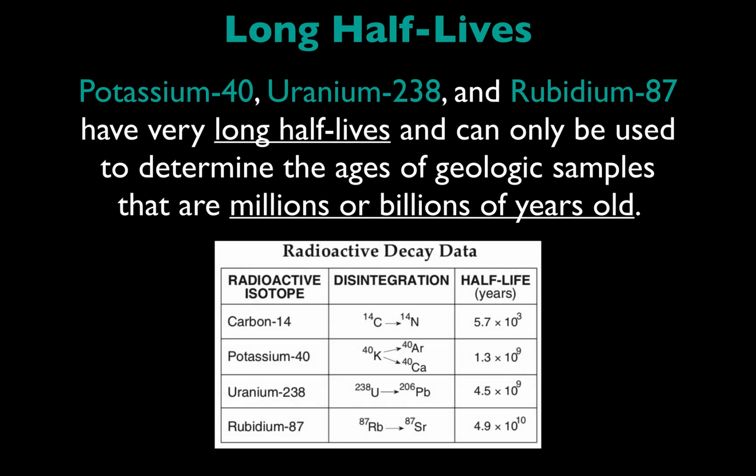So if we look on the front cover of the reference table, you'll see the radioactive decay data diagram. And specifically, the bottom three radioactive isotopes all have one thing in common. They have very long half-lives that are in the billions of years. So this just shows you how they can only be used to determine the age of an organism or geologic sample that is really old, millions or billions of years old.